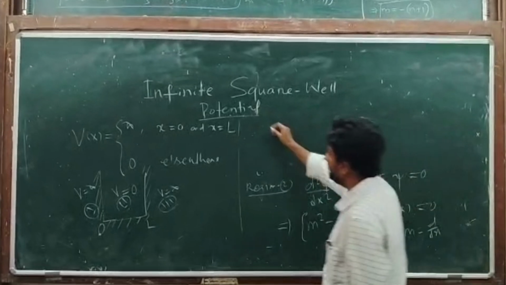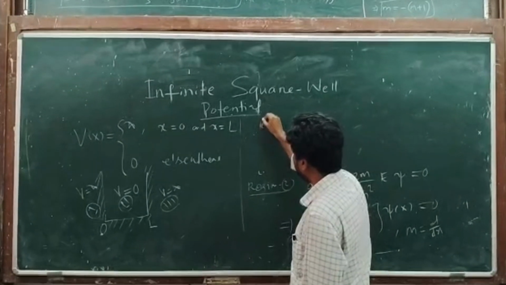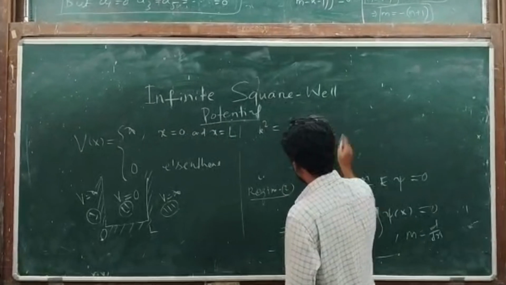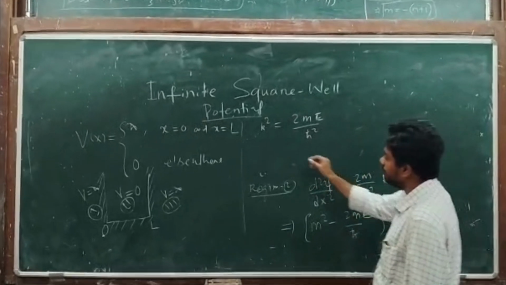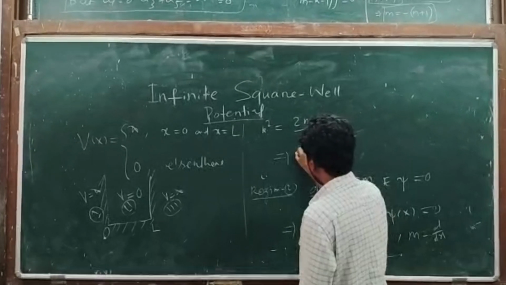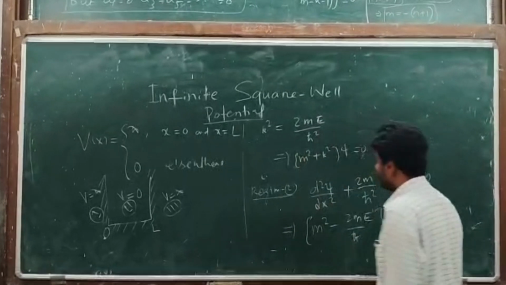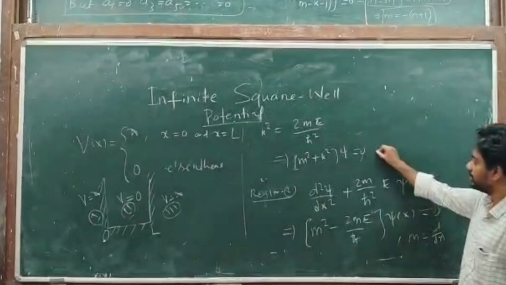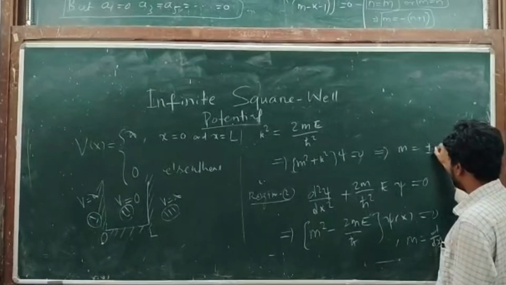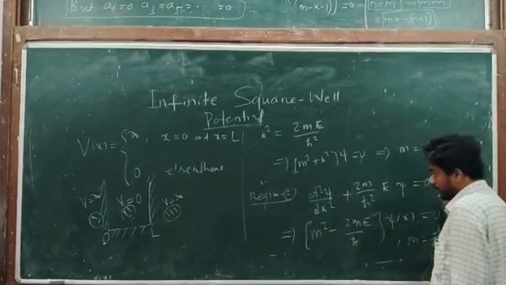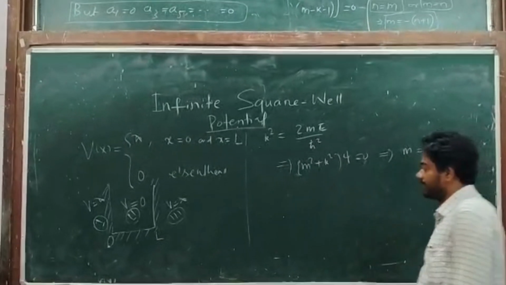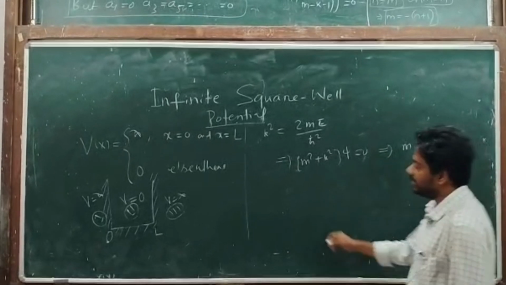Now let's define another parameter, k squared equal to 2mE by h bar squared. Then this equation reduces to m squared plus k squared times psi. Because psi cannot be 0, the bracketed term must be 0, which gives m equal to plus or minus i k. The parameter will be defined explicitly. Now, what is the general solution?